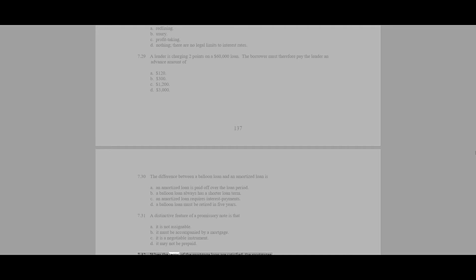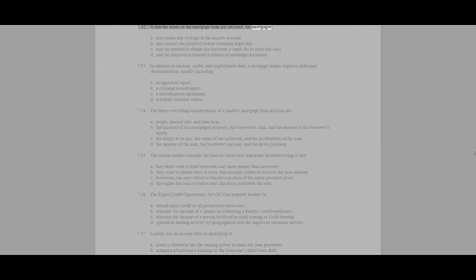7.32 When the terms of the mortgage loan are satisfied, the mortgagee: A. may retain any overage in the escrow account. B. may inspect the property before returning legal title. C. may be entitled to charge the borrower a small fee to close the loan. D. may be required to execute a release of mortgage document.